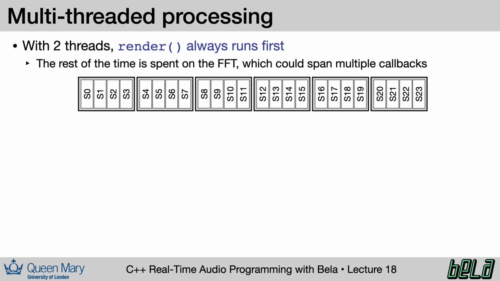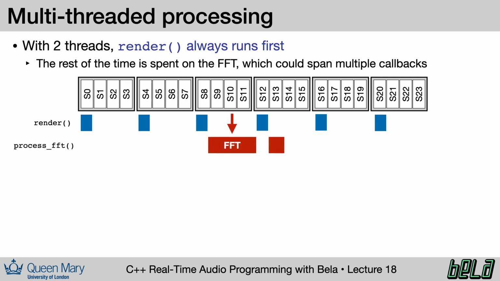Here's how that looks in practice. We have a block size of 4 samples, and each time we have a new block, we call our render function. The blue bars are an indication of how long the render function takes to run. As you can see, it's a small fraction of the total block size. Then separately, we have another thread running the process FFT function. We were calculating FFTs every 10 samples, so once we get to the third of the real-time blocks, then we can start the process FFT function.